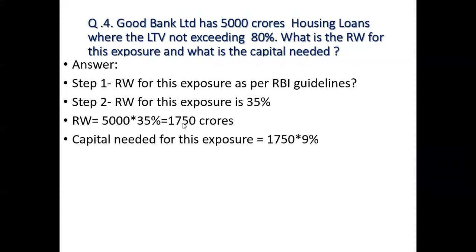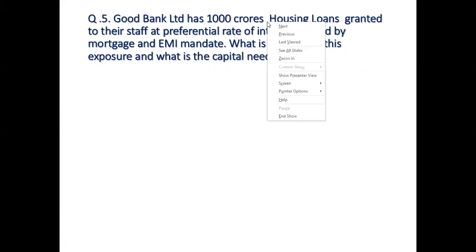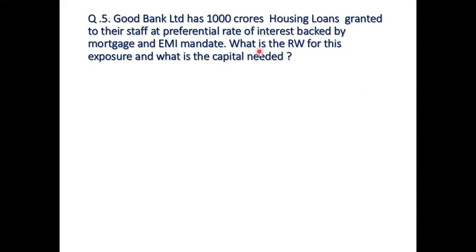Just take your calculator, 9% percentage button you put, you will get 157.5 crore, worth 1 mark. Agreed? So question number 5. Now, Good Bank has given 1,000 crores. All are variety. All I have included. So you need not worry. All possible questions, including the latest questions, I have included.